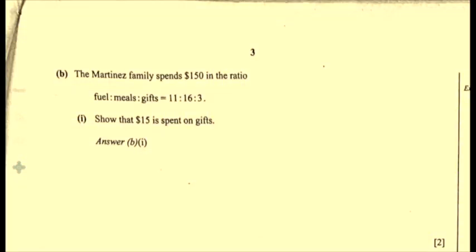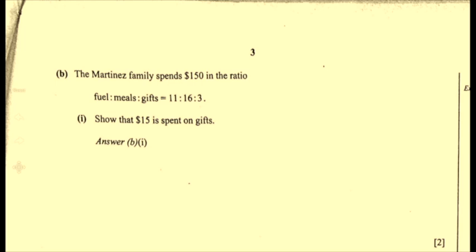So the next question is, the Martinez family spends $150 in the ratio fuel is to meals is to gifts, which is 11 is to 16 is to 3. Show that $15 is spent on gifts. So in this case, looking at this ratio here, the amount spent on gifts is that 3 there.